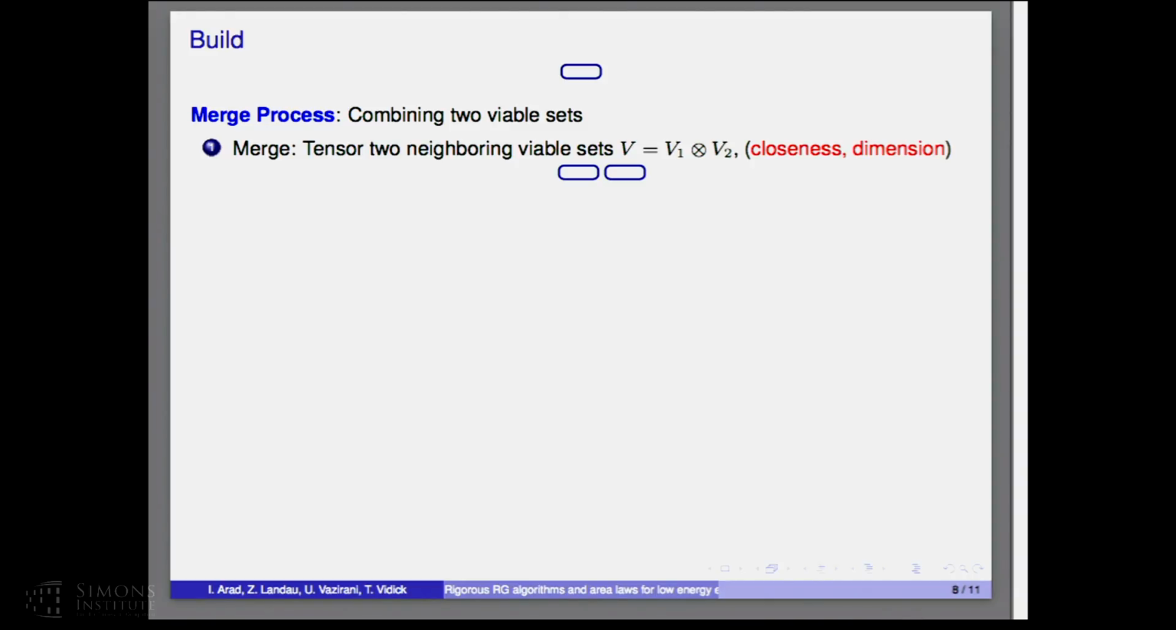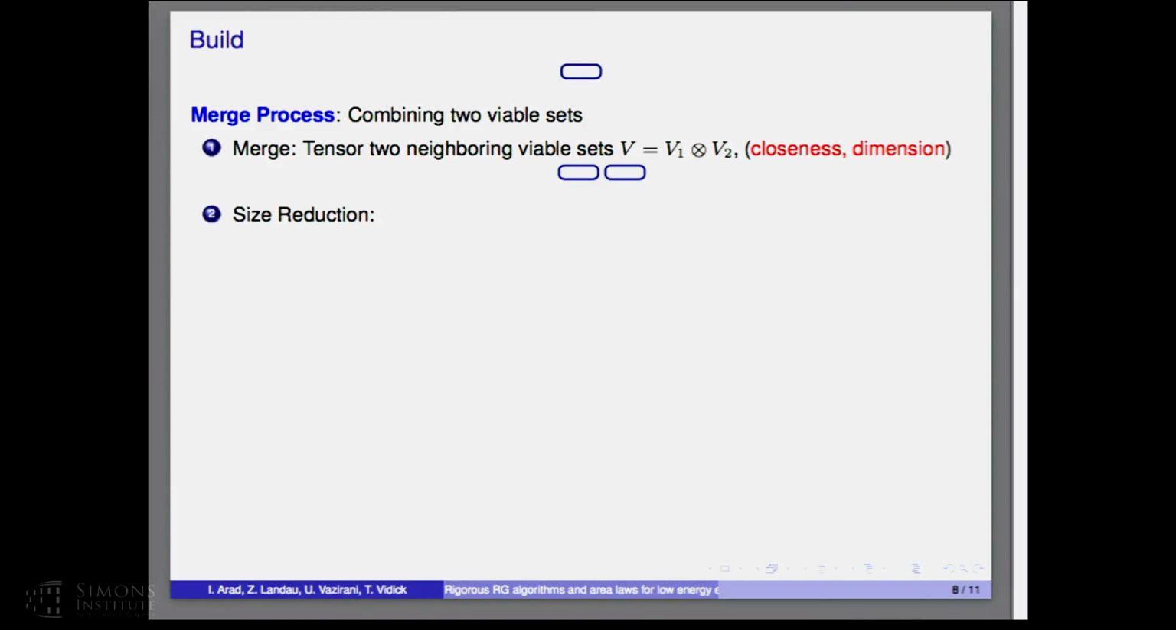So something happens when you tensor product them together. You definitely get a viable set, but red is the indication that it gets worse. Okay? So the closeness gets a little bit worse. The dimension gets quadratically worse. And so you're not going to be able to continue to do this without fixing something, right? As you do this more and more, you're going to end up with a very large space that's not very close to what you want, and so you could have done that from the get-go.